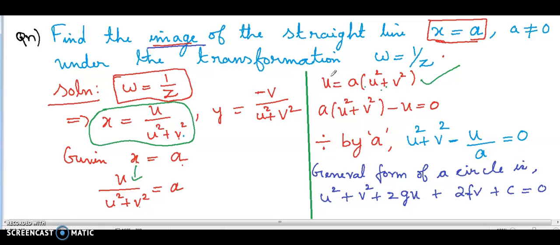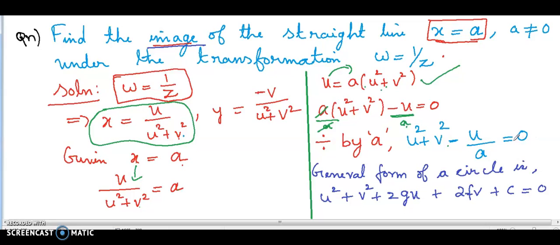Now take this U to the RHS. So a into U square plus V square, and this plus U, when it goes to the other side, becomes minus U. A into U square plus V square minus U is equal to 0. Now dividing by a, you divide each term by a. So a and a will be eliminated, and you get U square plus V square minus U by a is equal to 0.